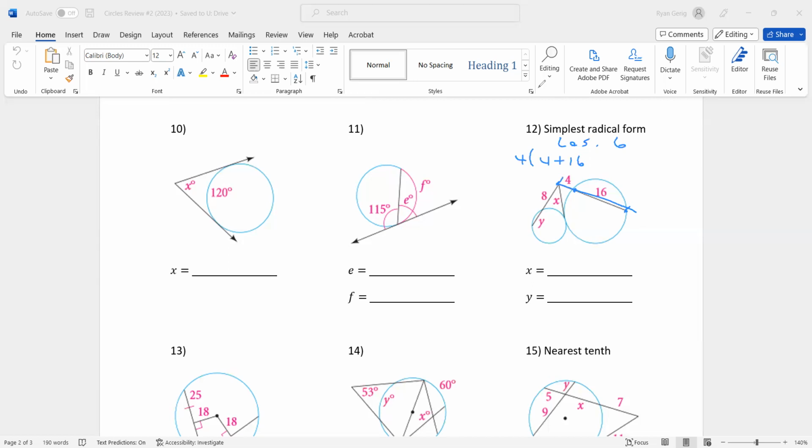I guess I'll just start with x. Equals, well, x is a tangent line. So I need to count that twice. So it's x squared. So I'm going to have x squared equals 4 times 20, which is 80. And you should go from there. Simplest radical form is what I want. Okay. To find y, I'm also going to use 4 times 4 plus 16. But I'm now going to look at the other side, which is 8 times 8 plus y. This one shouldn't have any radicals, but you can solve that equation for y.